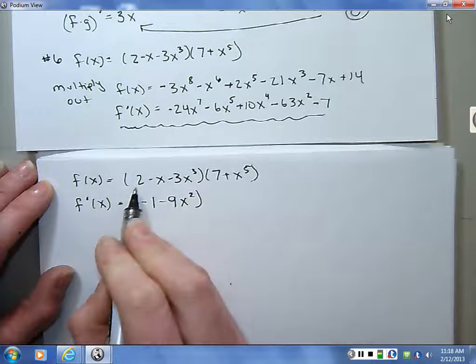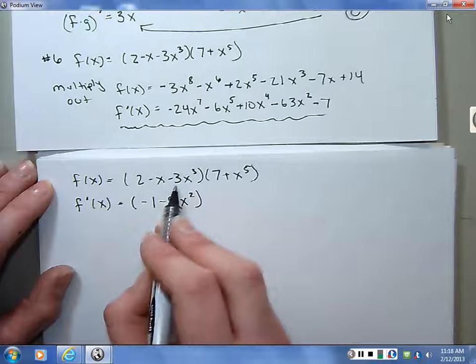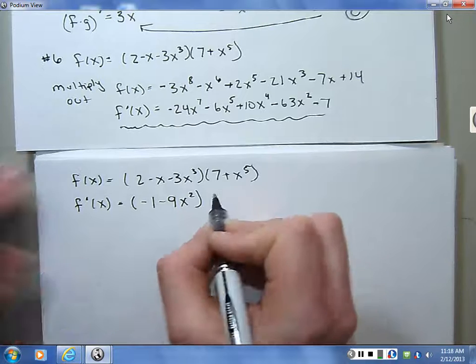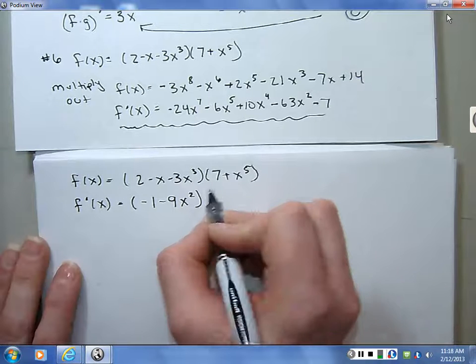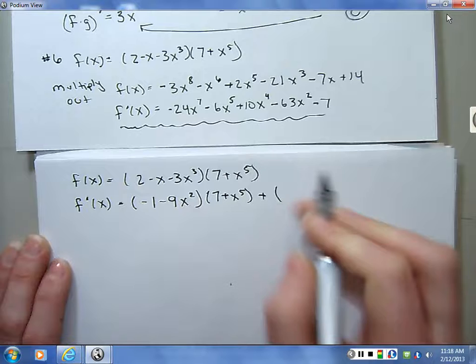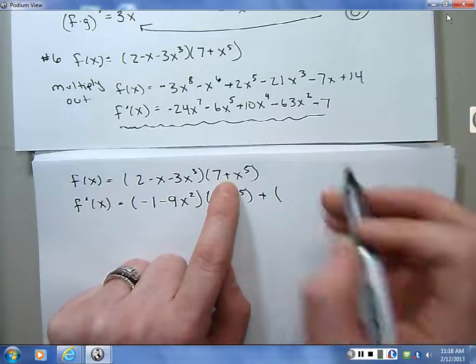So the derivative of 2 is 0. The derivative of minus x is minus 1. The derivative of minus 3x cubed is minus 9x squared. Is everyone okay with that? Okay. So derivative of the first function, hold the second one, so leave it alone, plus the derivative of the second function. What's the derivative of the second function? 5x to the 4th. Very good.